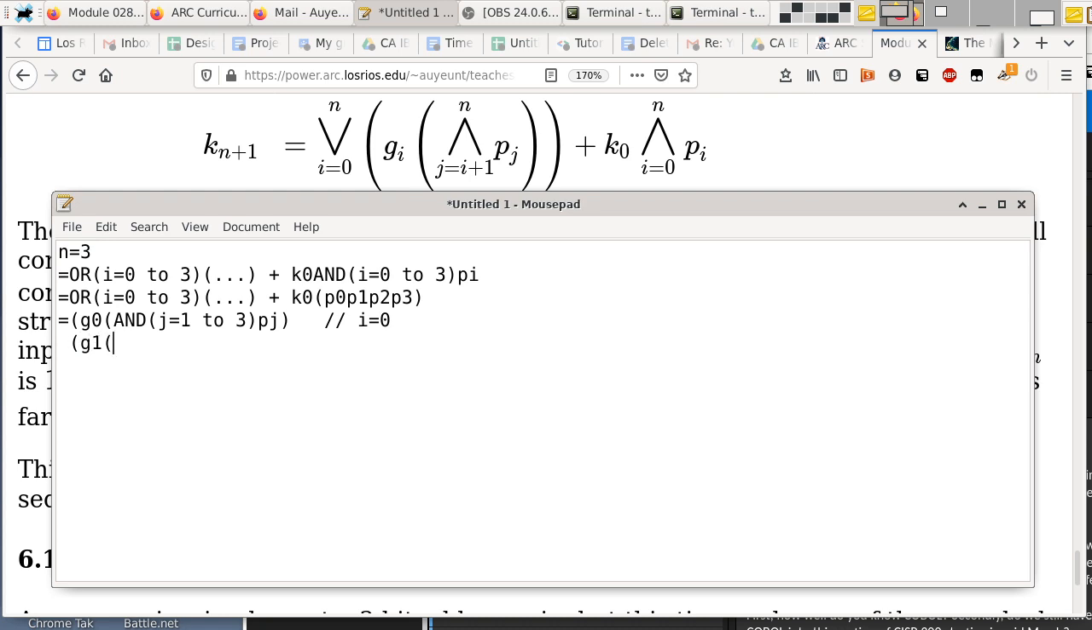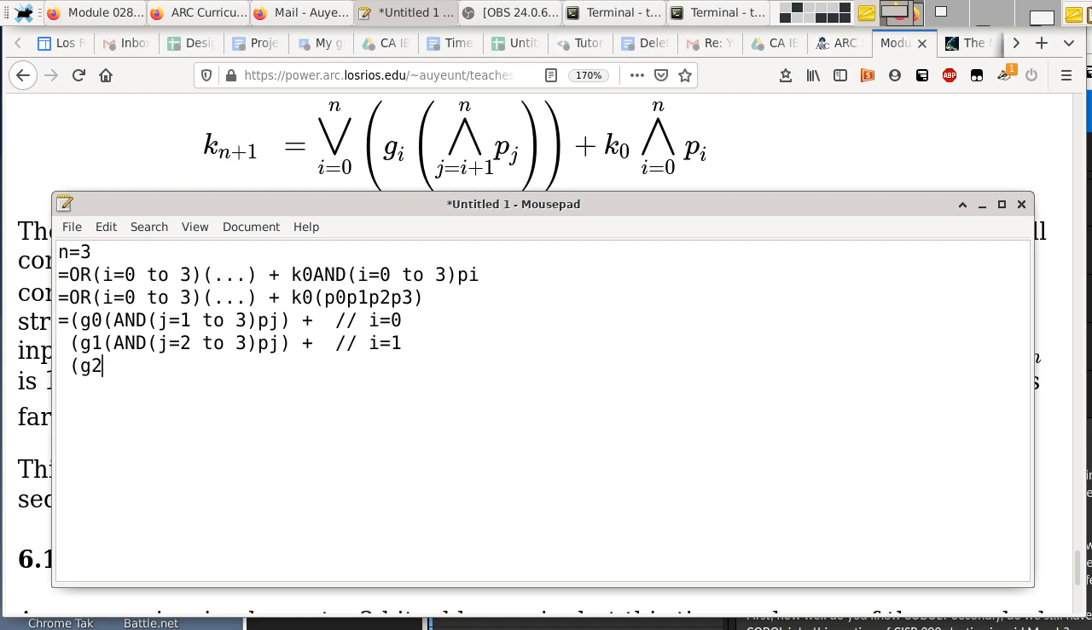So we have g1, big AND over here. Now this time, what is the starting point of j when I equals 1? 2, right? Because I plus 1 is 2 when I equals 1. So now we have 2 to 3, p of j. Okay, this is when I equals 1. Yeah, we do. But right now I'm just expanding all of the items. But yes, we do need a plus sign.